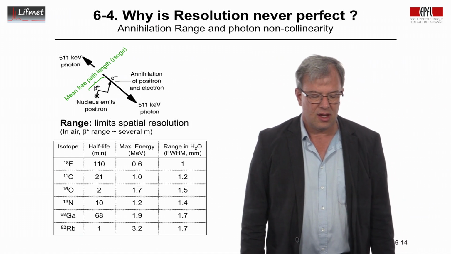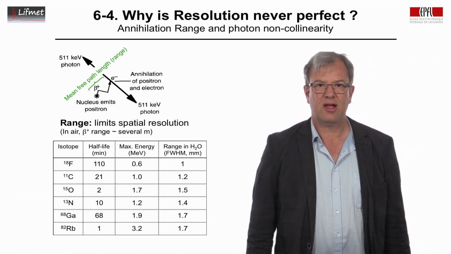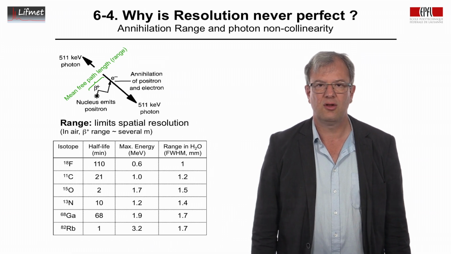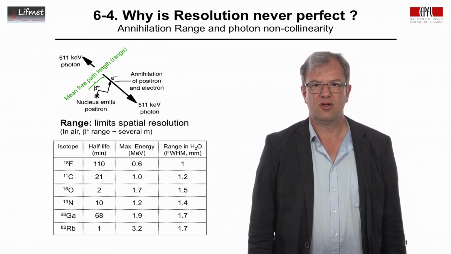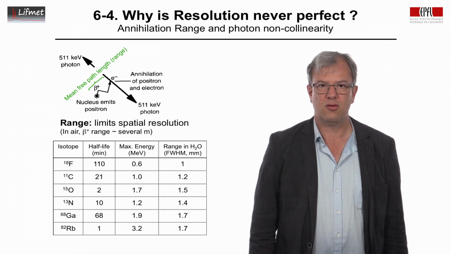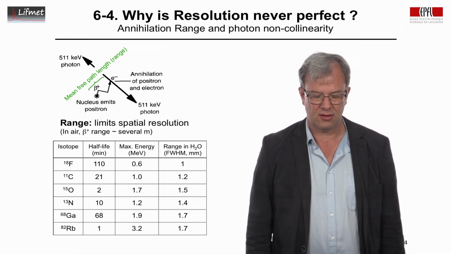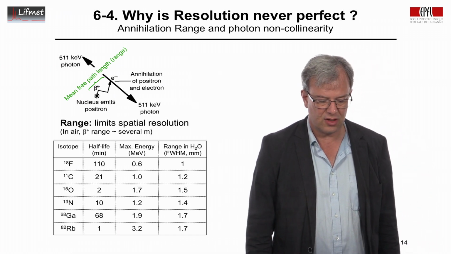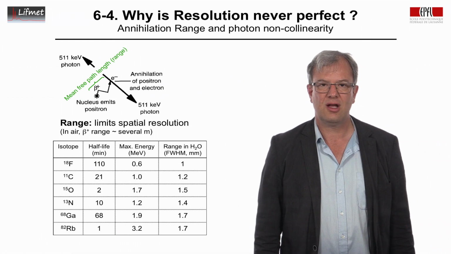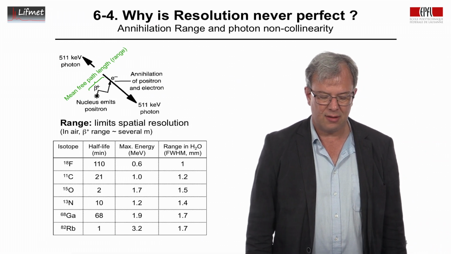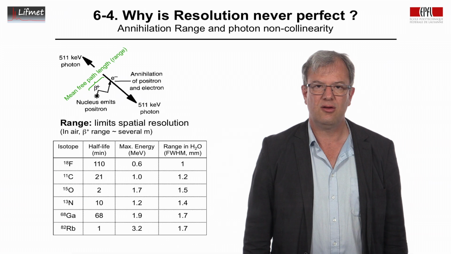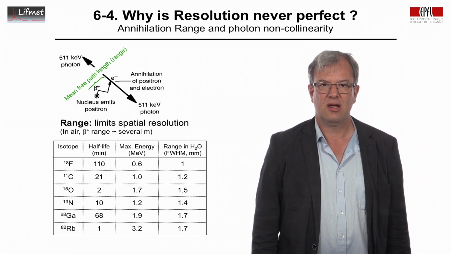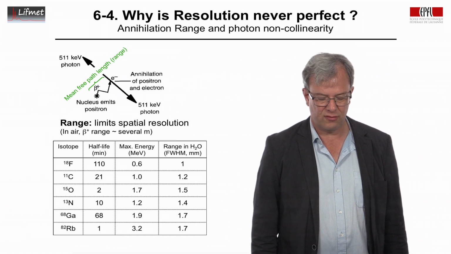That's the full width at half maximum, so half of the positrons will travel further than 1 millimeter. If we look at C11, the half-life is around 20 minutes, the energy is higher, it's 1 megaelectron volt, and the range of the positron emitted from the C11 nucleus is a bit higher than that of the fluorine. Oxygen-15, also a widely used tracer, has a surprisingly short half-life of 2 minutes, positron energy of nearly 2 megaelectron volts, and here the range of the positron in water is 1.5 millimeters.